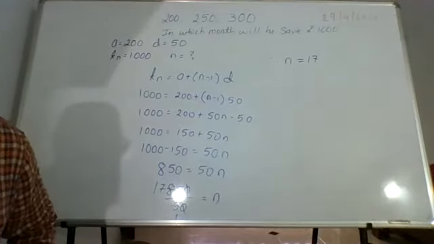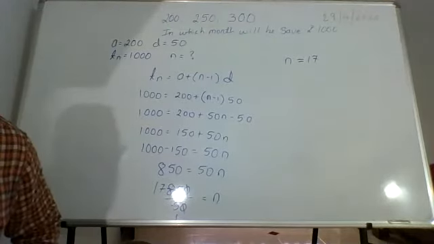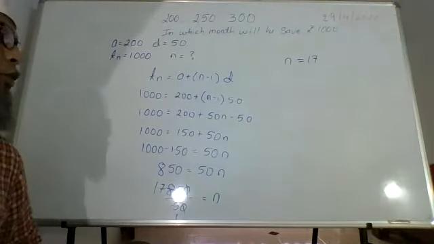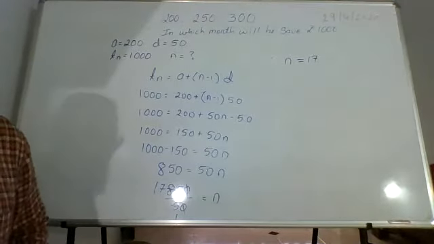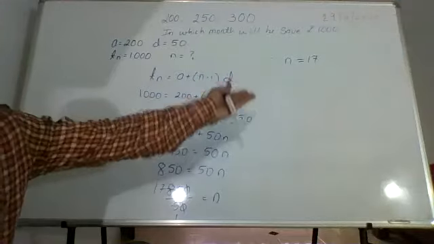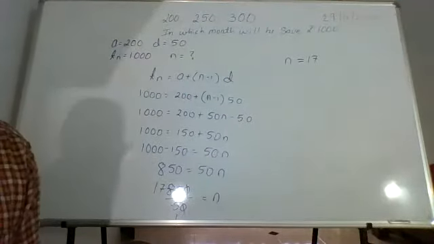Okay. And what is his total savings till the 17th month? You have to find S17. If you have to find the total savings till that month, then you will find S17. So you will substitute, you have the values of all these things.